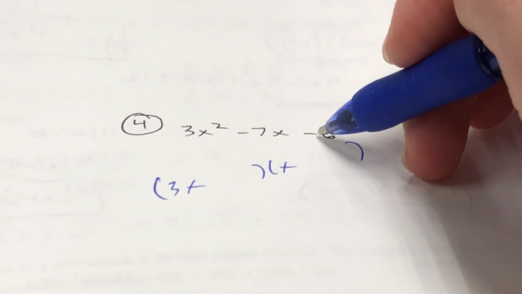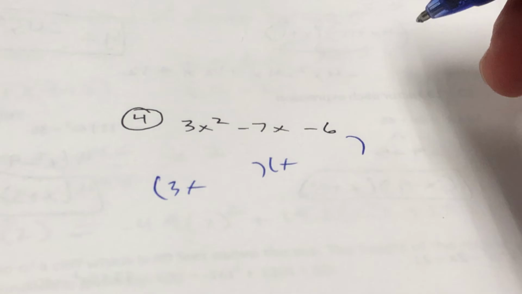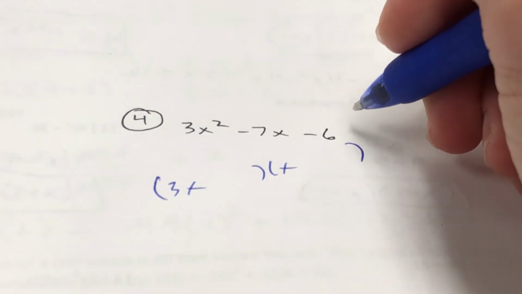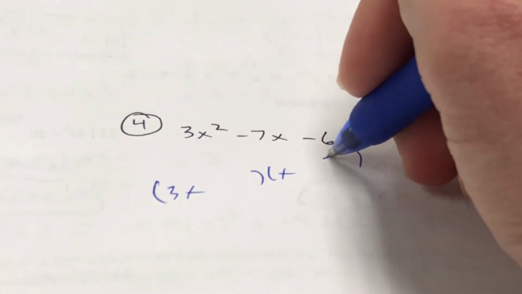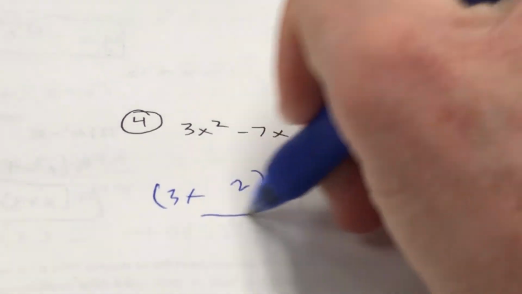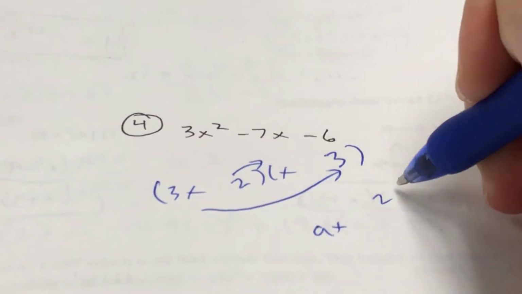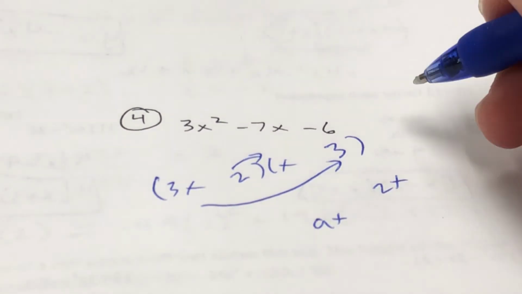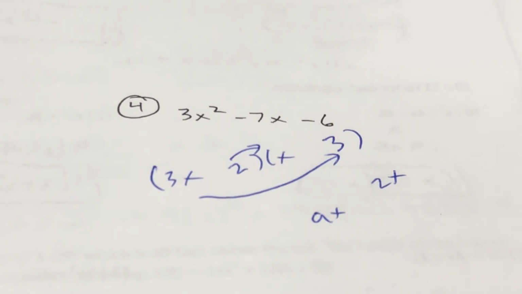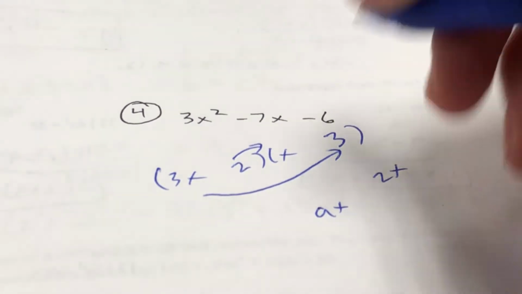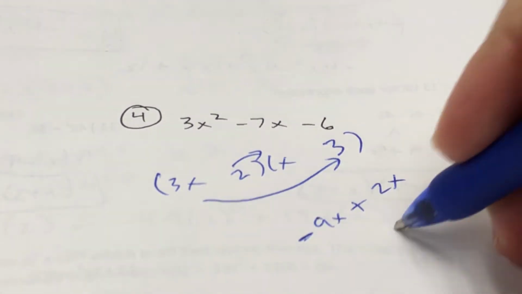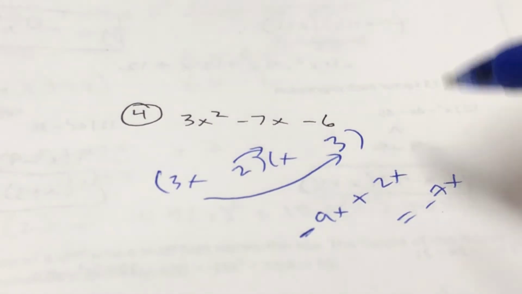Negative constant means one of my terms is negative and one of them is positive. So, factors of 6: 6 and 1, 3 and 2. Here's what I guess. I get 9x, then I get 2x. Is there a way for 9x and 2x, with one of them being negative, to get a negative 7x? And there is. If that's negative and that's positive, that gives you a negative 7x.